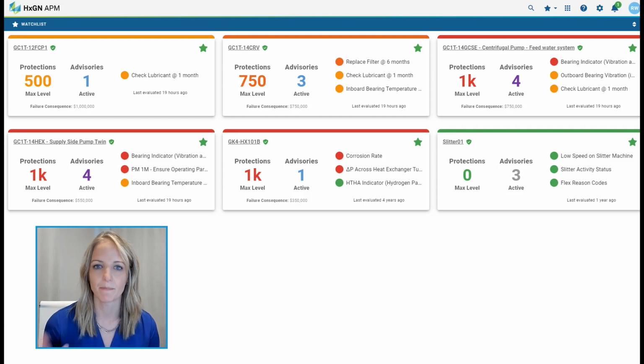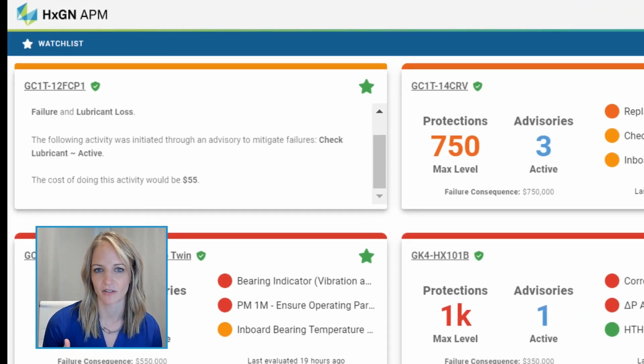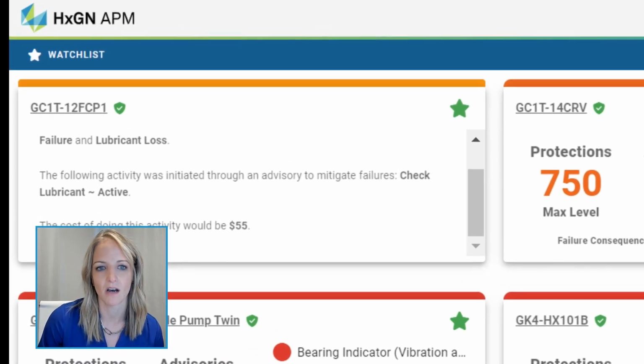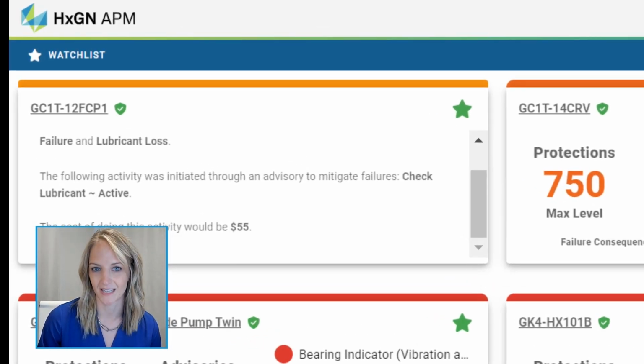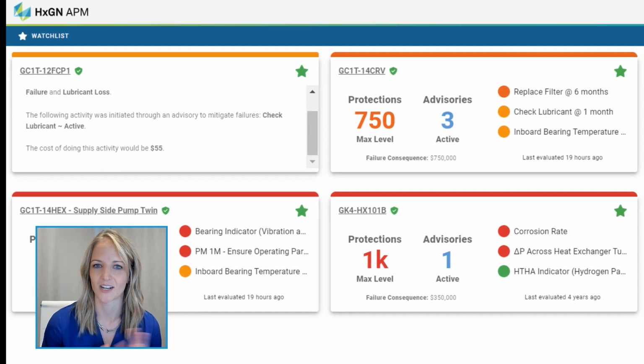And if you actually flip over that watch list card, it gives you an automatically generated evaluation of the health and status of that particular asset, and even tells you the cost of doing an activity. So again, you can make that trade-off comparison in your mind between how much it costs to actually perform this particular action or do this maintenance versus how much risk am I exposing my operation to. So you can constantly balance that trade-off between cost and risk.